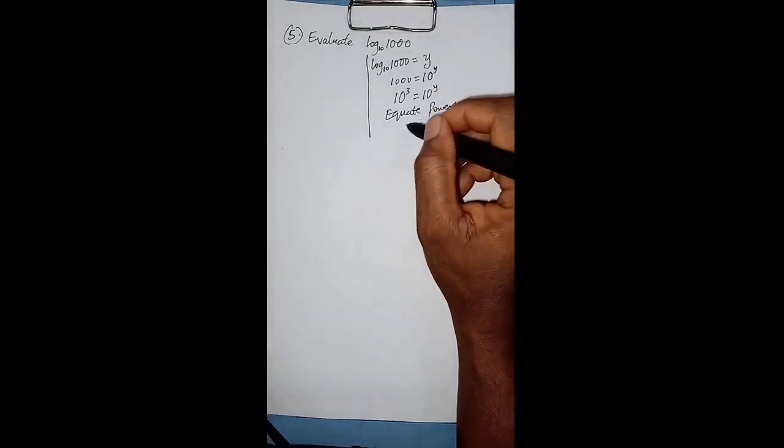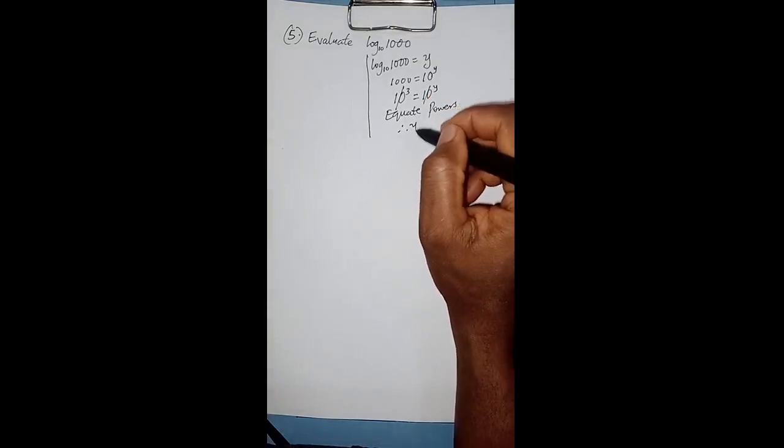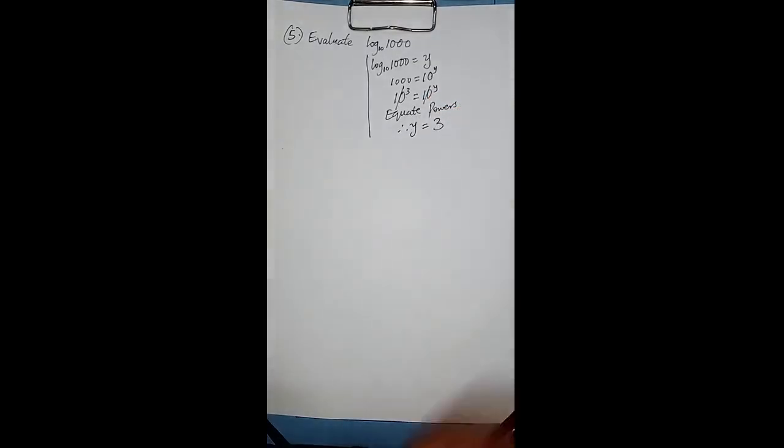When you do that, they cancel out, therefore y is equal to 3. Okay, let's try the second method.